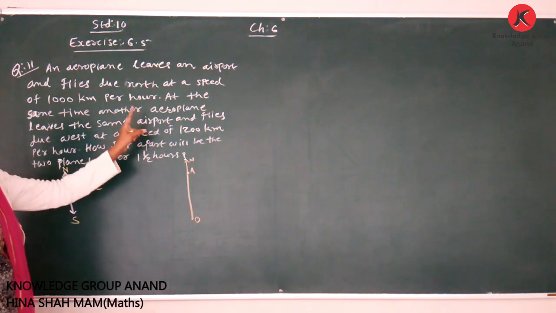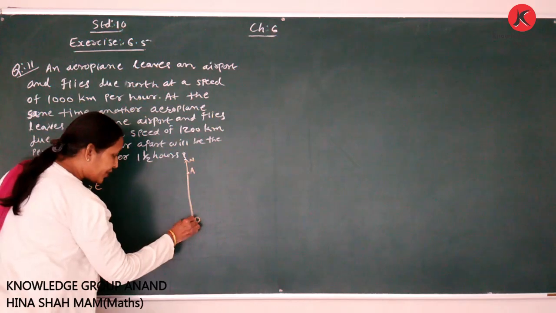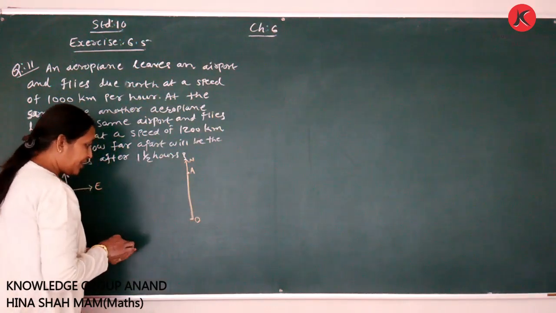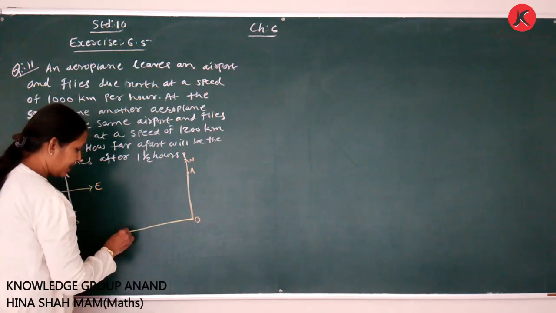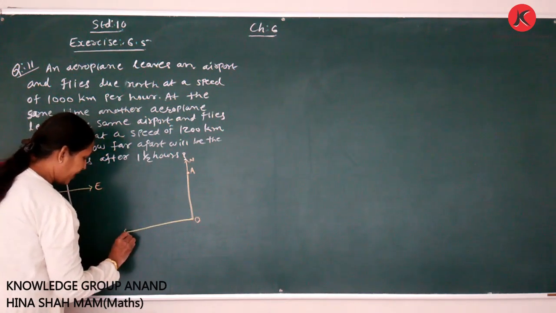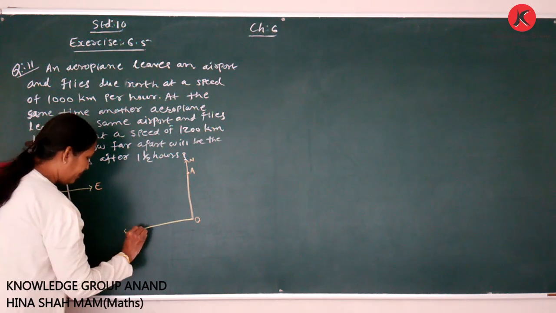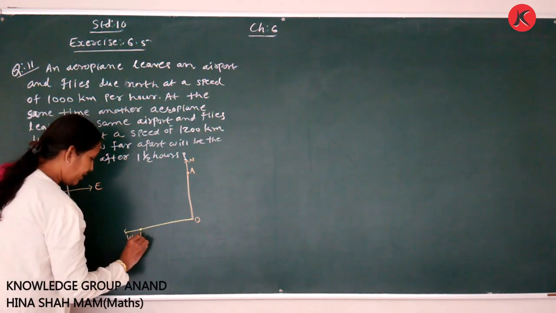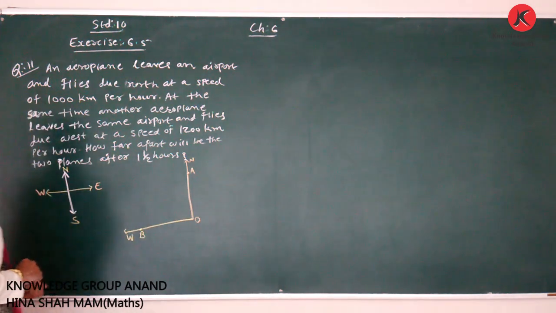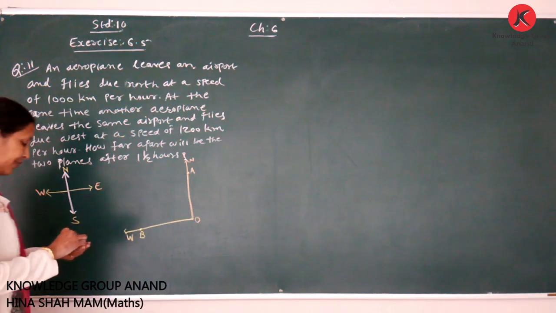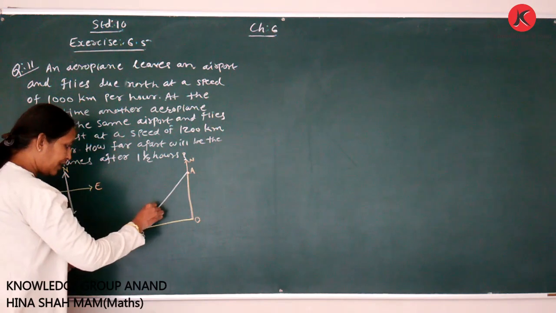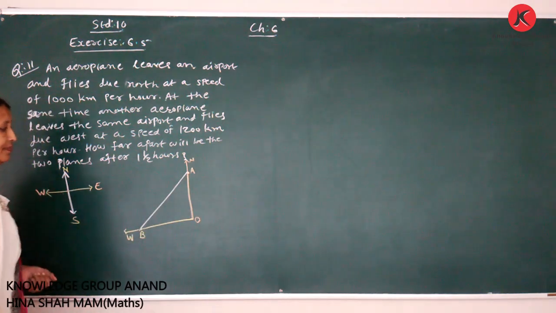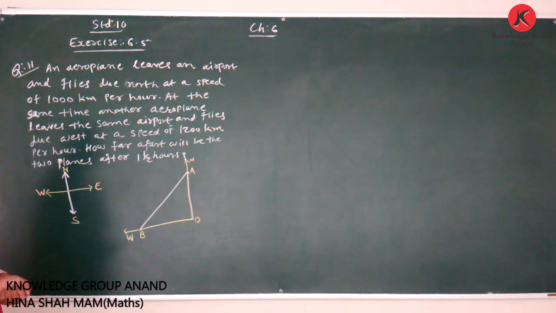First north, therefore it is above. Here it is in west. This direction is called west and another plane is here. How far apart will they be after 1.5 hours? Find the distance between them, AB.